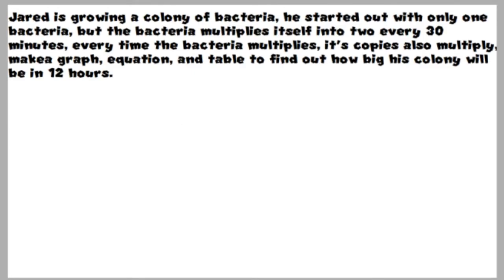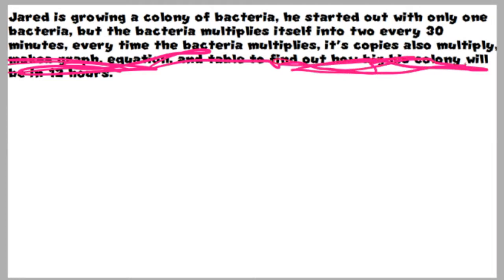Here, we have a word problem. Jared is growing a colony of bacteria. He started out with only one bacteria, but the bacteria multiplies itself into 2 every 30 minutes. Every time the bacteria multiplies, its copies also multiply. And that's all the information you need to know. All this, useless. Ignore it. But we should be able to circle the important information.